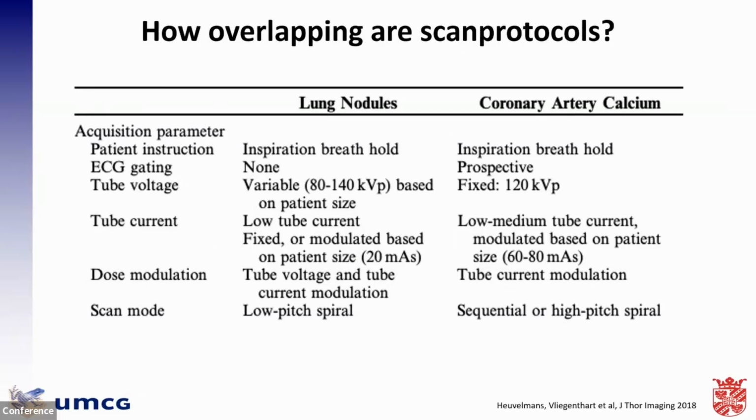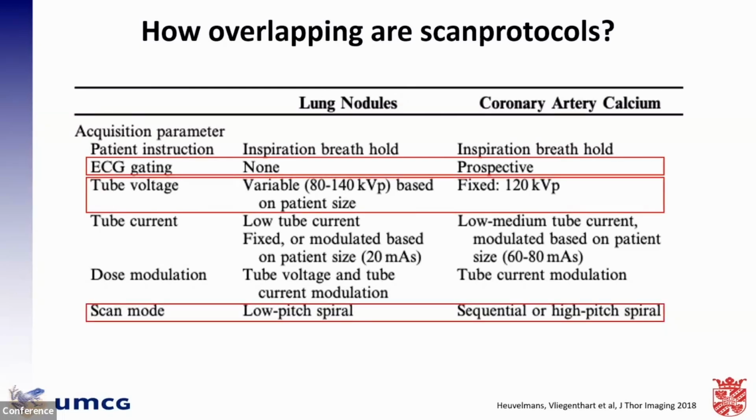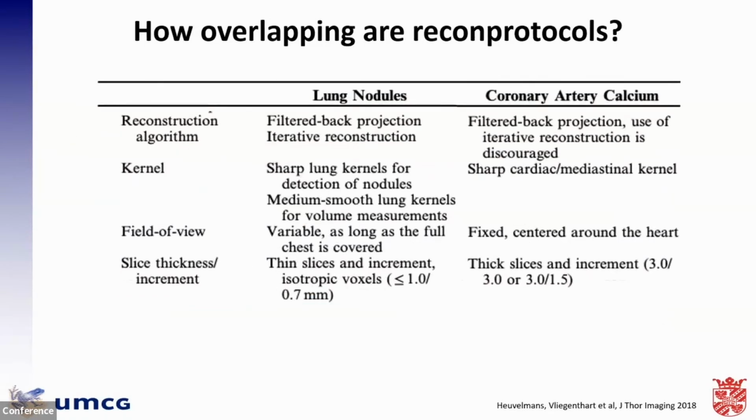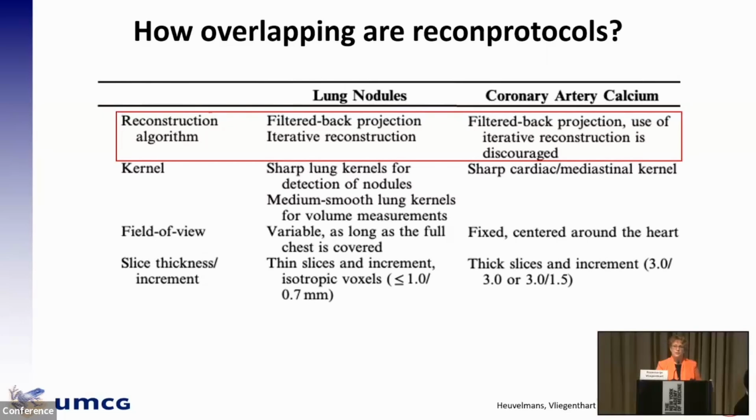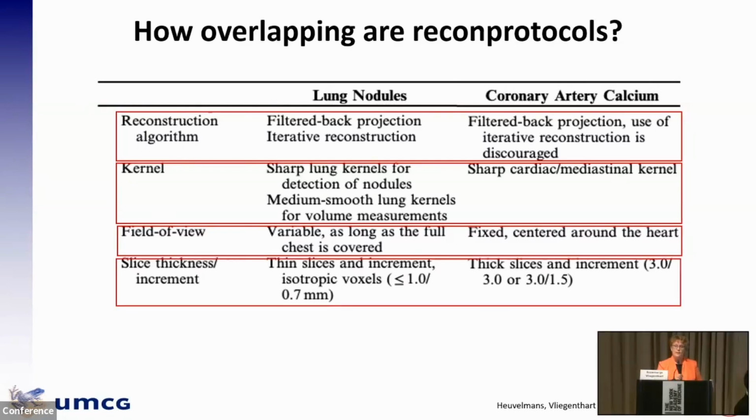Now, when we're considering how we can combine coronary calcium evaluation with lung screening, we have to put these scan and reconstruction protocols side by side. What are the differences? We evaluated this some years ago. When you look at lung screening, there's no ECG gating. The tube voltage is variable. The scan mode is usually a low-pitch spiral. The reconstruction can be filtered back projection, but usually is iterative reconstruction to account for the increased noise in low-dose CT. Different kernels are used. The field of view is the entire chest. And of course, we have thin slices, isotropic voxels.